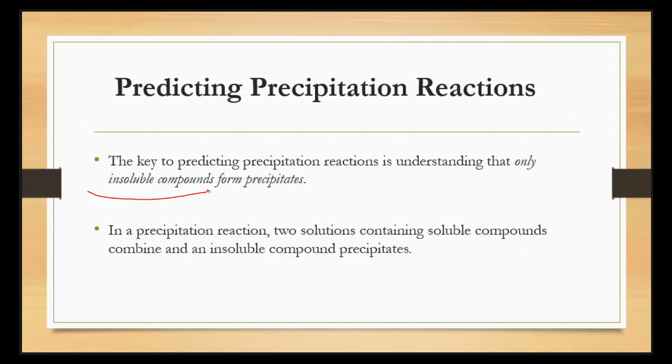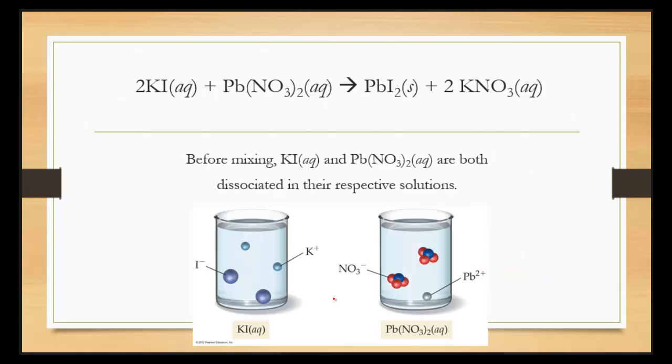In precipitation reactions, two solutions containing soluble compounds, meaning aq, which we talked about in a previous tutorial, combine, and an insoluble compound, meaning it's going to be a solid, precipitates out. So as an example, let's take potassium iodide and mix it with lead(II) nitrate.